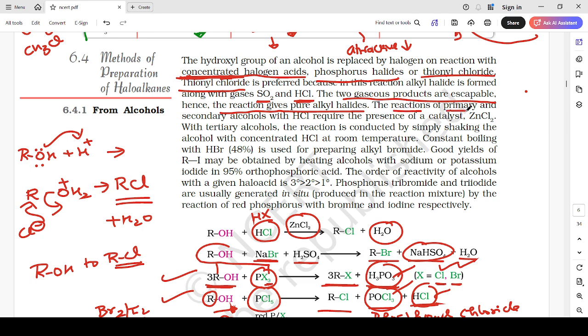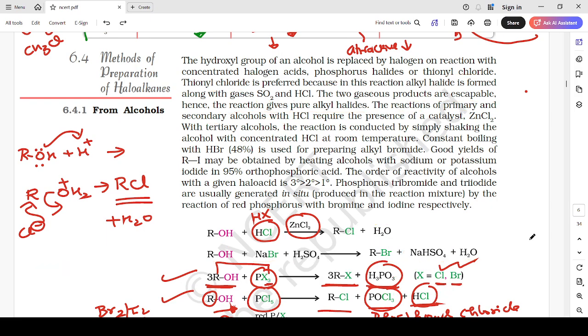The reactions of primary and secondary alcohols with HCl require the presence of a catalyst, zinc chloride. If I'm having a primary alcohol, or a secondary one, in that case, the zinc chloride is necessary. A catalyst is required. But if you do the same reaction with a tertiary alcohol, you don't need a catalyst at all. Just by simply shaking the alcohol with concentrated HCl at room temperature, the reaction is over.